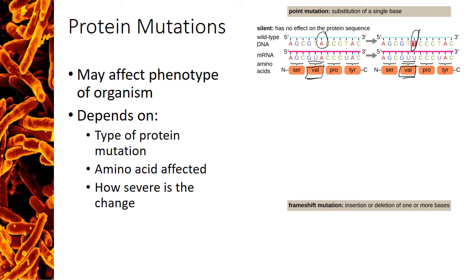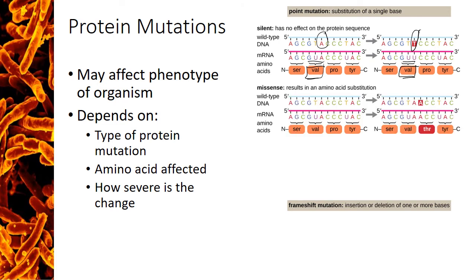Point mutations can also lead to missense mutations. This is where the change in the DNA, so here's our point mutation, causes the codon to change so that we have a different amino acid in the protein itself. So a missense mutation will change one amino acid to a different amino acid in the protein.